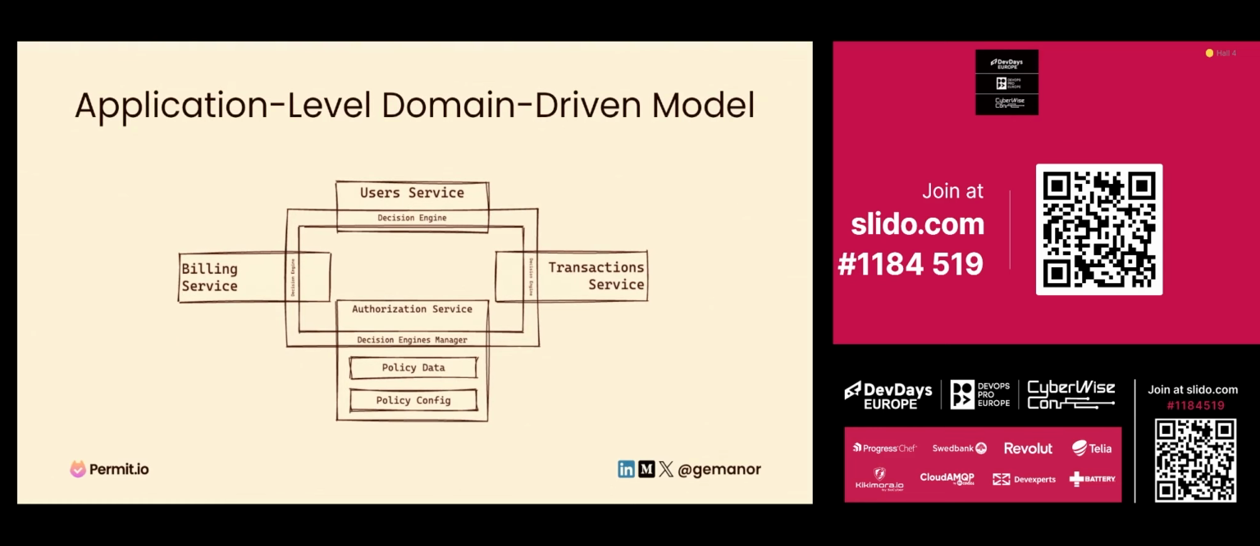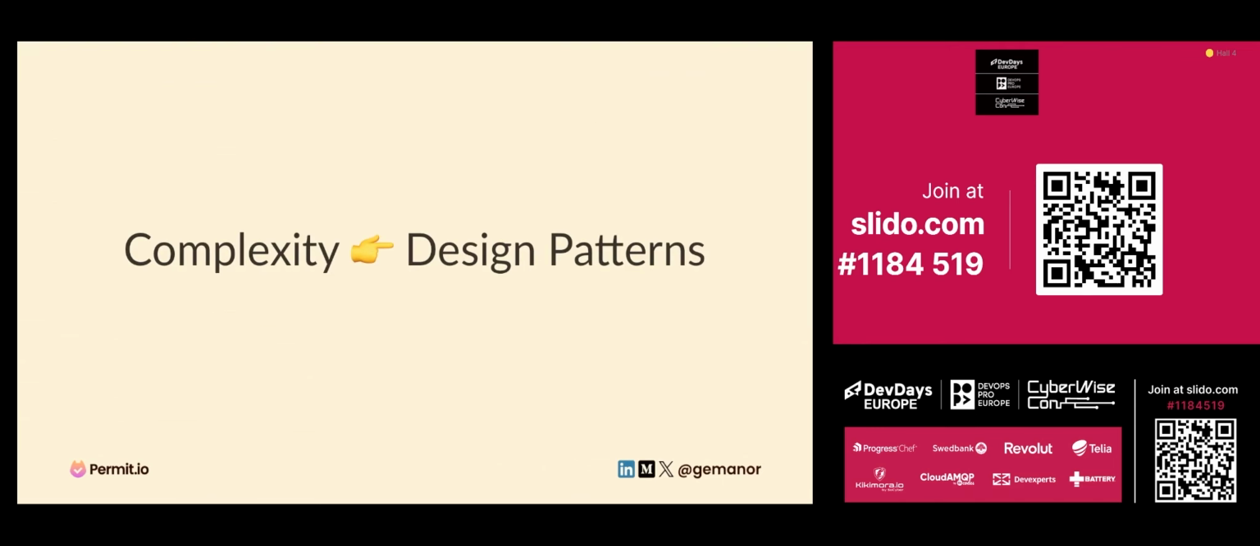If some of you are familiar with domain-driven design, it's very easy to imagine, because we have the authorization domain, and the authorization domain has a subset of the decision engine in each one of the other domains, but only the engine. Part of the authorization domain is the policy data and the configuration of our policies.